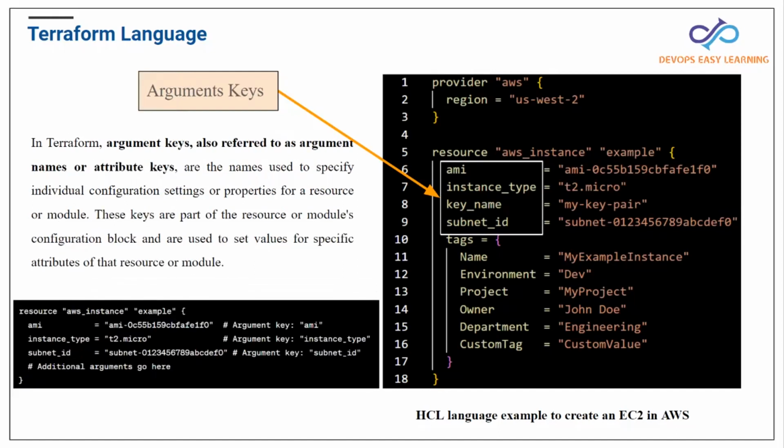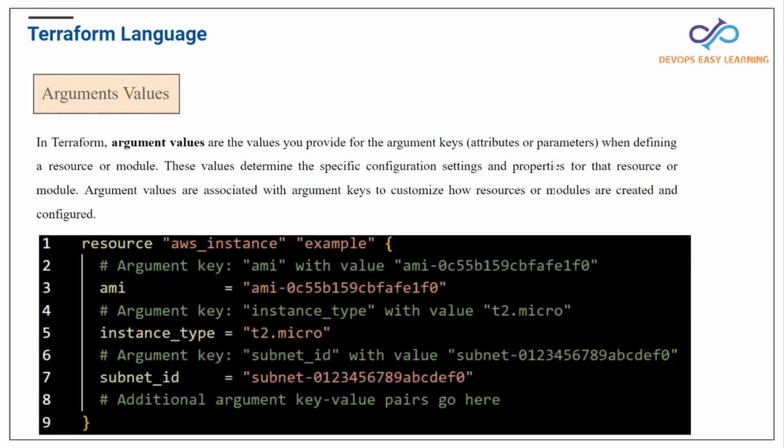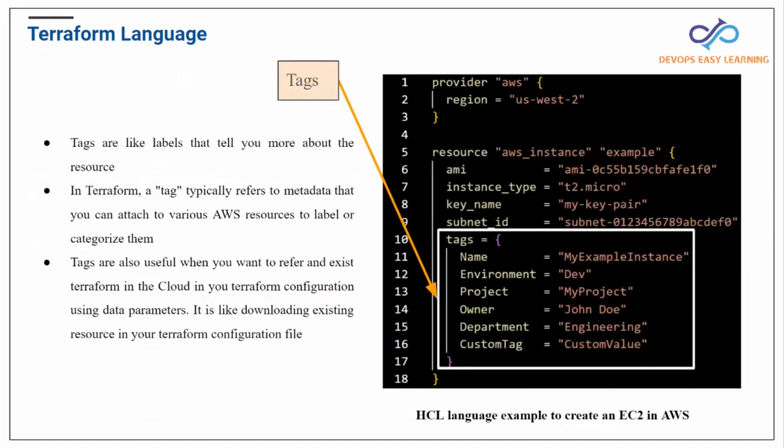And in the next portion, we have the arguments. We have the argument key to the left, and to the right, we have the argument value: argument key and argument value. And the next thing here is going to be the tag, right?